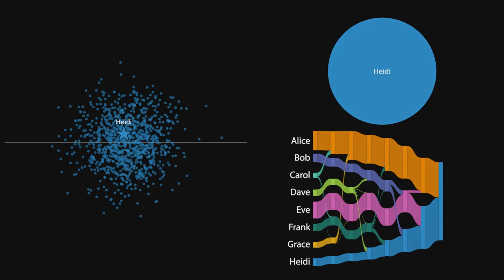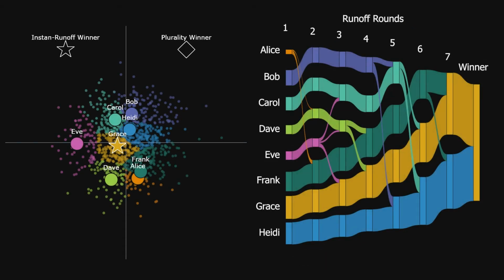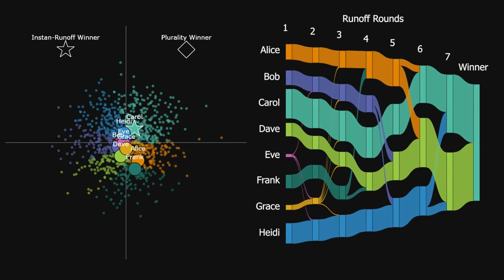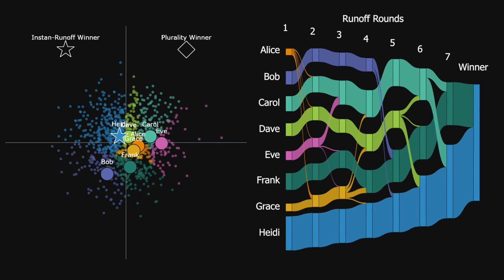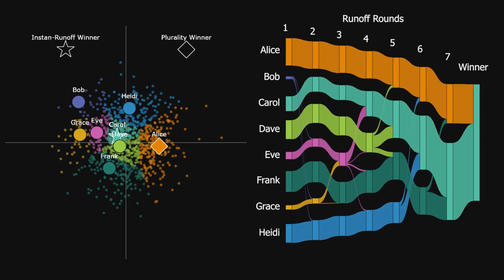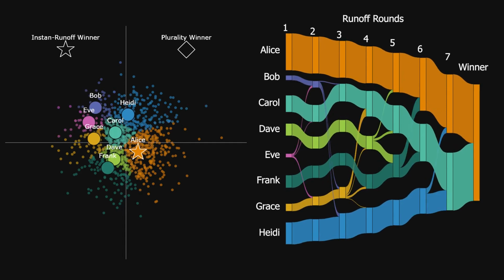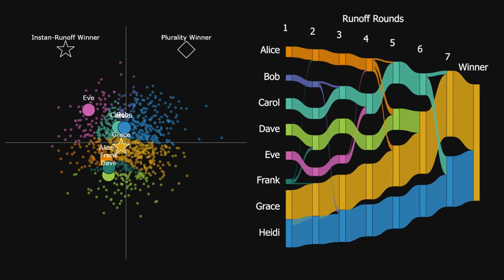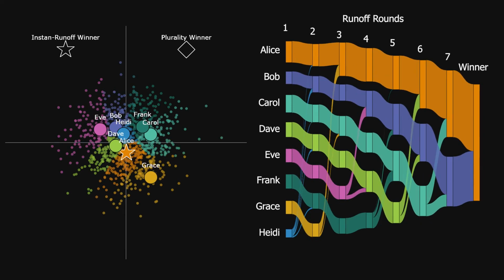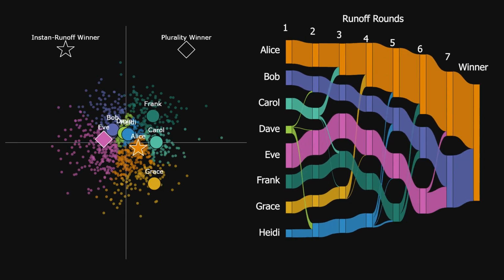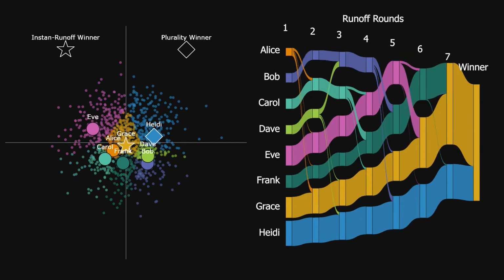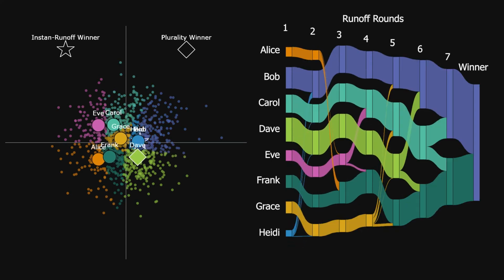Just like with the plurality system, we can simulate how this election would have differed if the candidates had different ideologies. The winner of the instant runoff voting system will be shaped like a star, and the winner of the plurality system, if it differs from the instant runoff voting winner, will be a diamond. Whenever there's a disagreement between the two systems, you'll notice that the instant runoff winner is almost always closer to the center of the population than the plurality winner. This is because instant runoff is less susceptible to the spoiler effect than the plurality system.